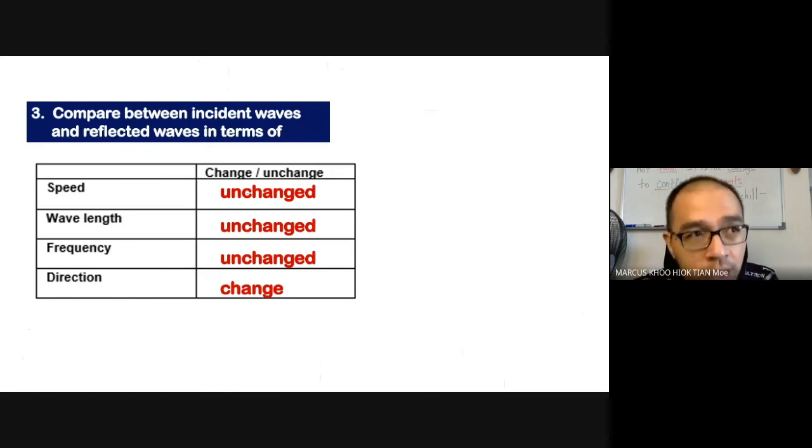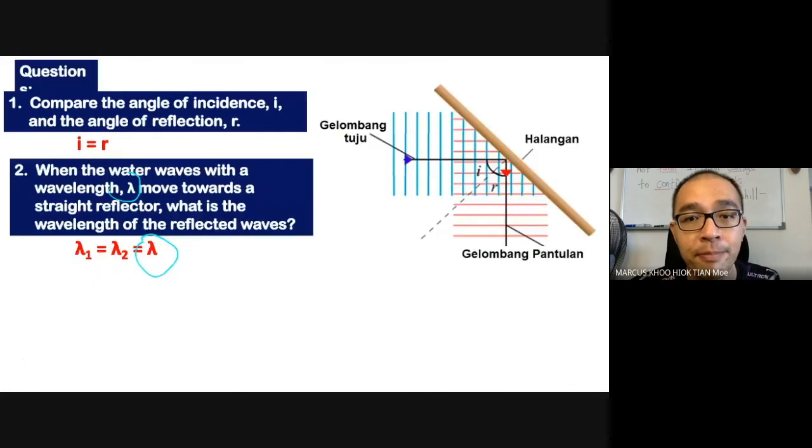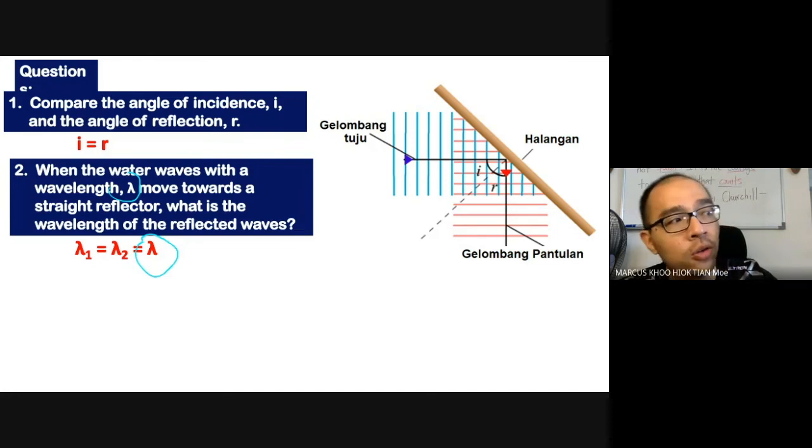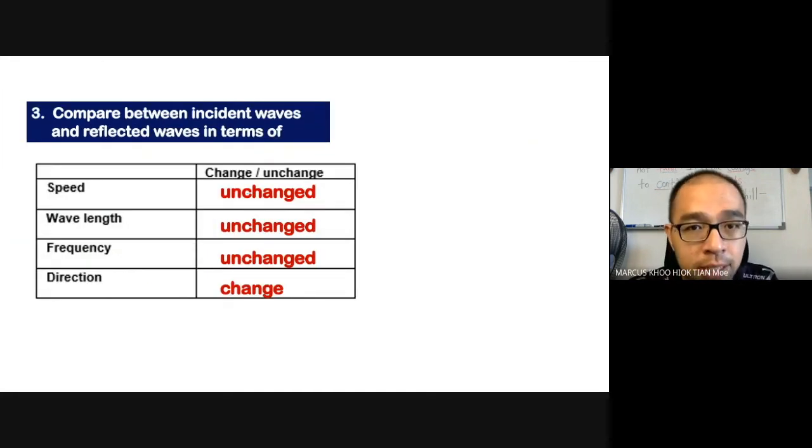Of course, I need to say this now. Of course, in reality, some of the speed is going to be lost. I'm saying that this is a perfect example. For example, the reflector is 100% smooth, and it will reflect 100%. But in reality, with a brick wall, there's always a little bit of friction. Of course, there's going to be some loss. But for our discussion purposes, let's just talk as if everything is unchanged. The only thing that changes is the direction of the propagation of waves.